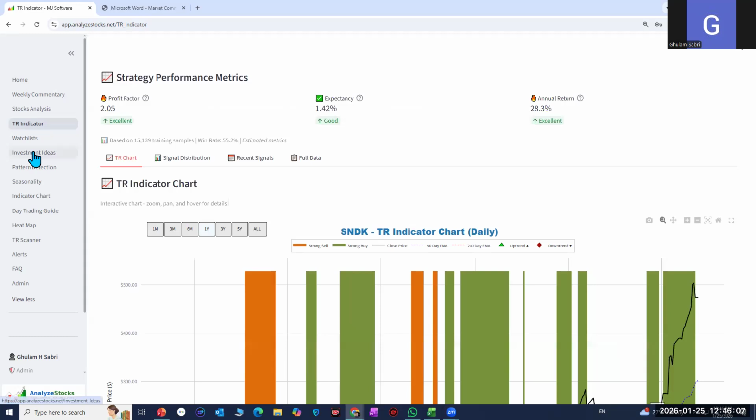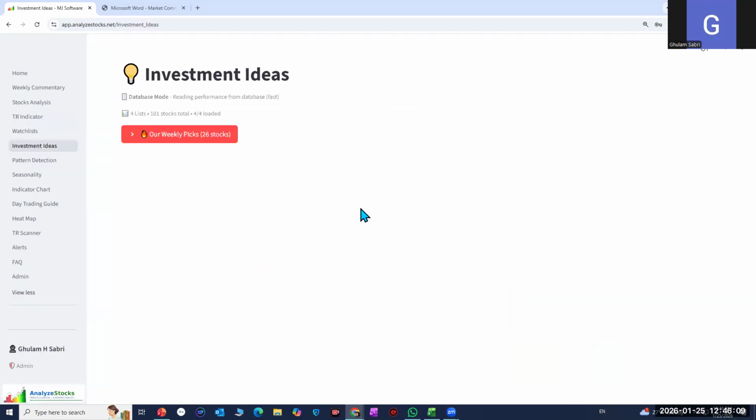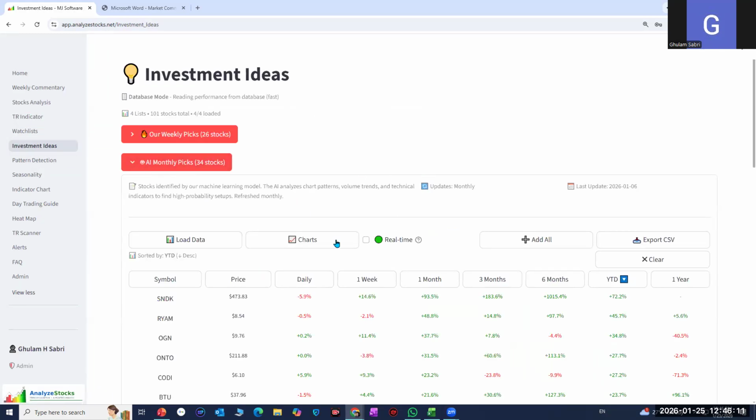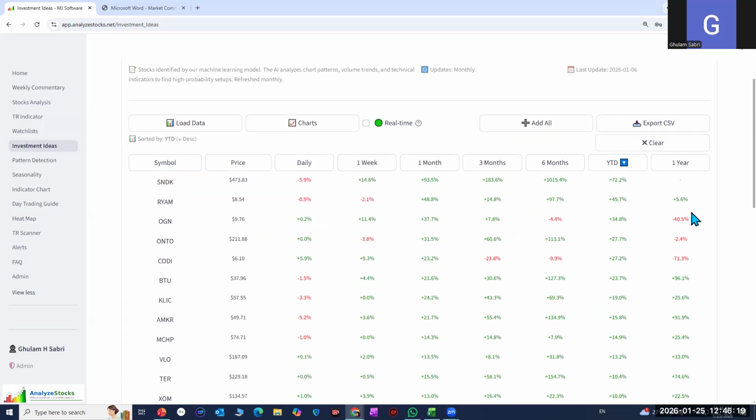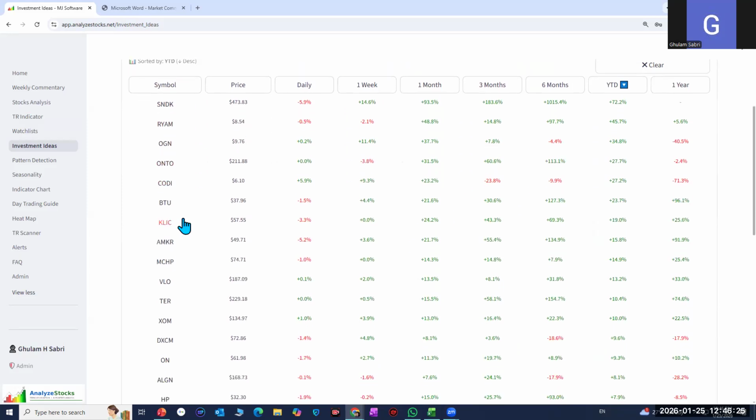And this idea came straight from our investment ideas. Here it is, SanDisk, 1 month return 93.5%, 6 months 1015%. So you have a list of good ideas here. It does not mean that you immediately go and buy this. No, you can do that if you have a lot of money and you don't care. You can do it, but I don't recommend it, honestly.